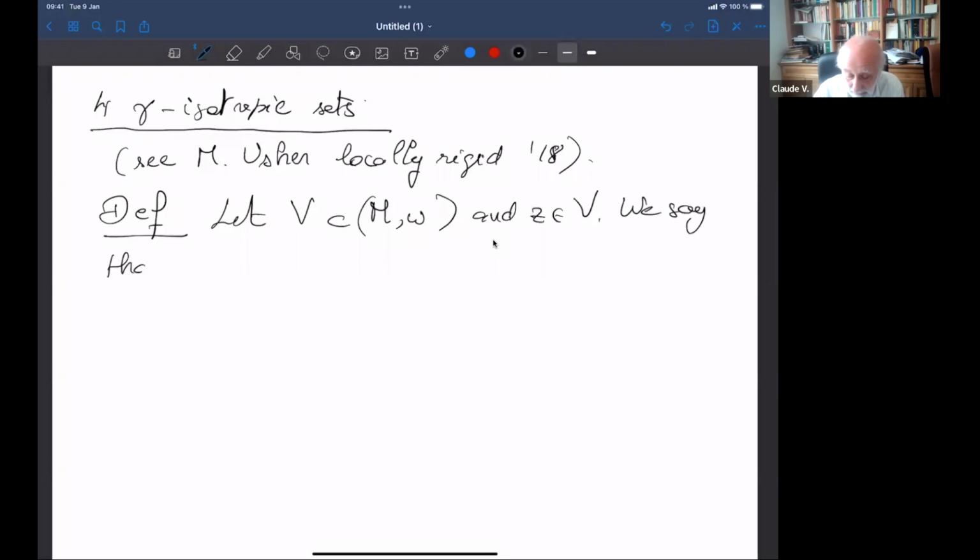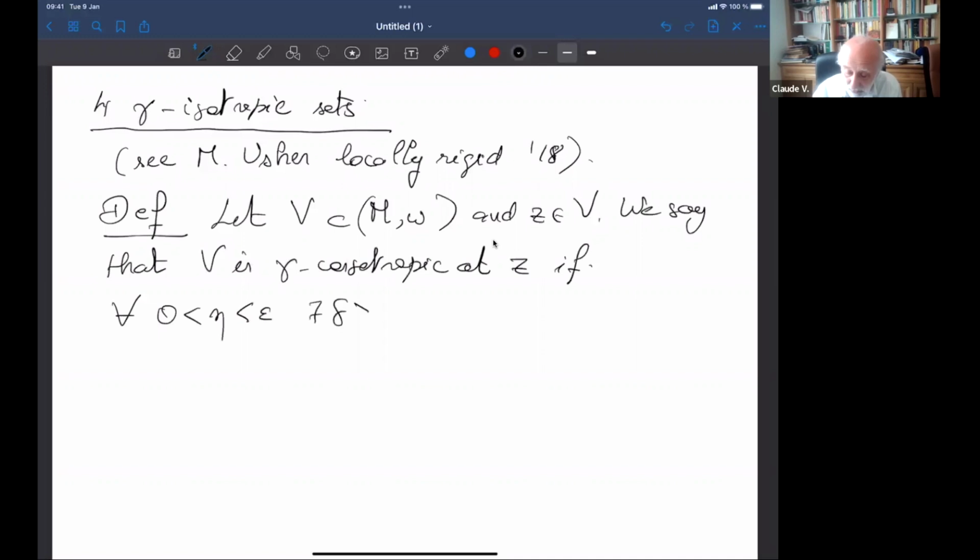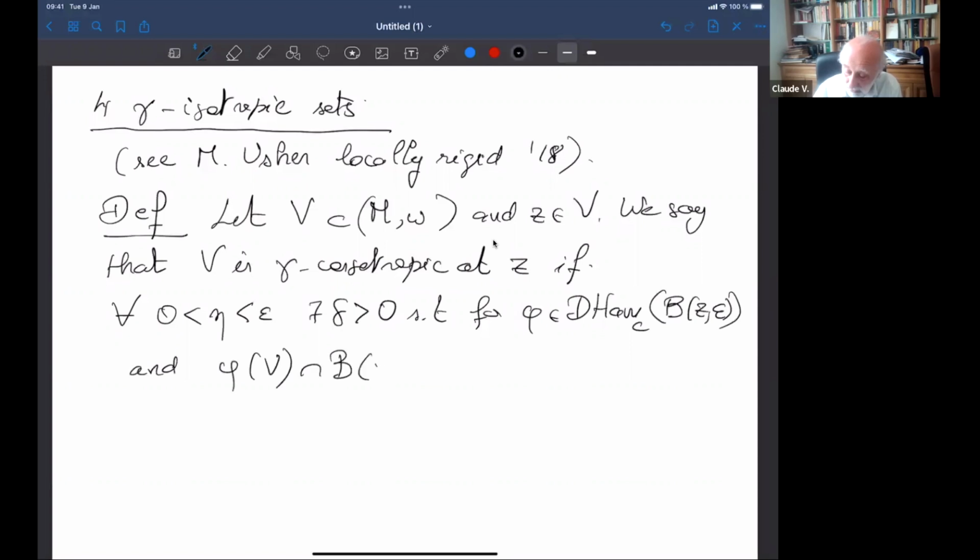We say that V is gamma-coisotropic at the point z if the following holds: for any eta less than epsilon, there exists some delta strictly positive such that if you have phi, a Hamiltonian map compactly supported in the ball of center z and radius epsilon, and phi of V avoids the ball of radius eta centered at z, then gamma of phi is greater or equal than delta.